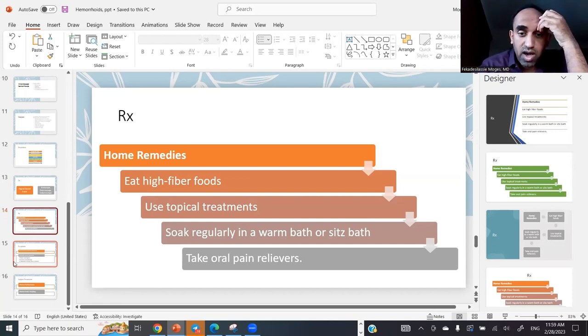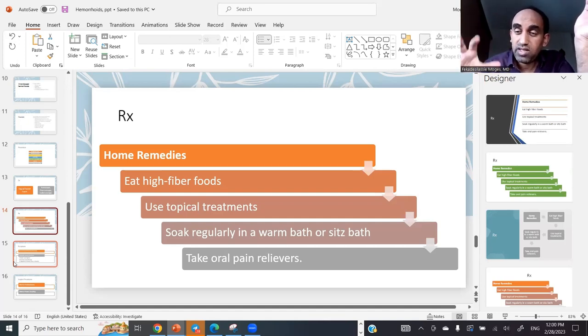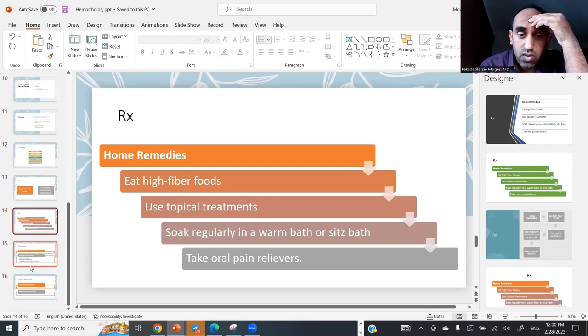Soak regularly in a warm bath or sitz bath. I'll show you what a sitz bath is in another slide. It's something which you can fit into your bathtub. Then you apply water, then you add some salt. Then you just sit there for about 10 to 15 minutes, a little bit warm. That helps a lot.